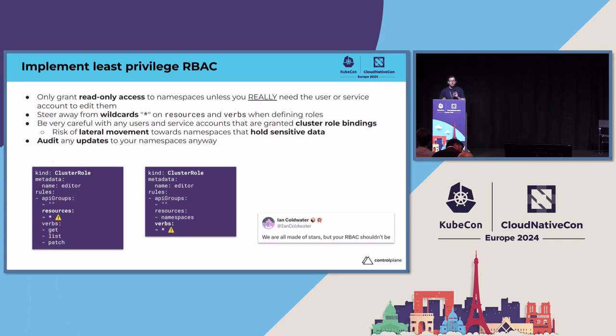You should also be careful about cluster role bindings. We haven't really talked about that a lot because cluster role bindings effectively only apply to cluster roles. So this will grant you some level of access on global resources most of the time. And if an attacker has any access to them, this is a likely point of escalation because they will try to move towards namespaces that hold most sensitive data in a cluster. Final remark on this: regardless of you allowing changes to namespaces, you should log them and audit them regularly.